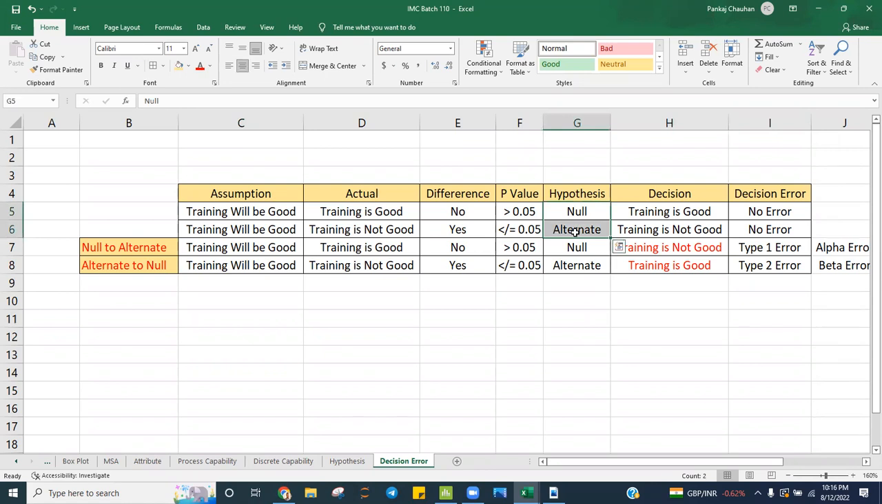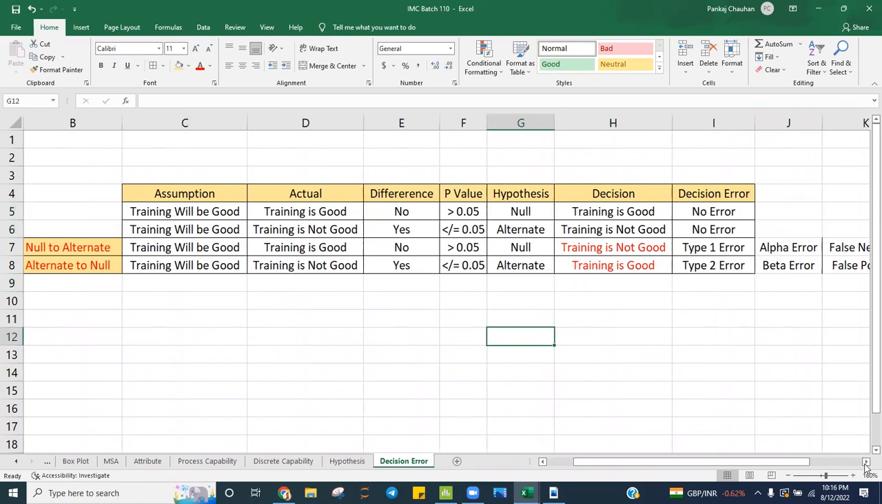Okay. Pankaj, why is it that in the first example null to alternate is alpha error, why is it not beta error?